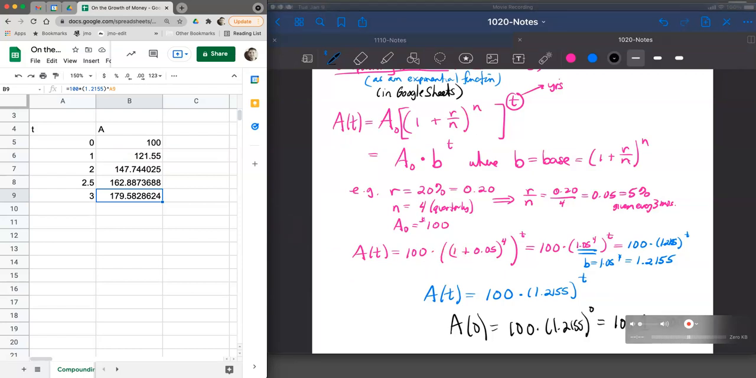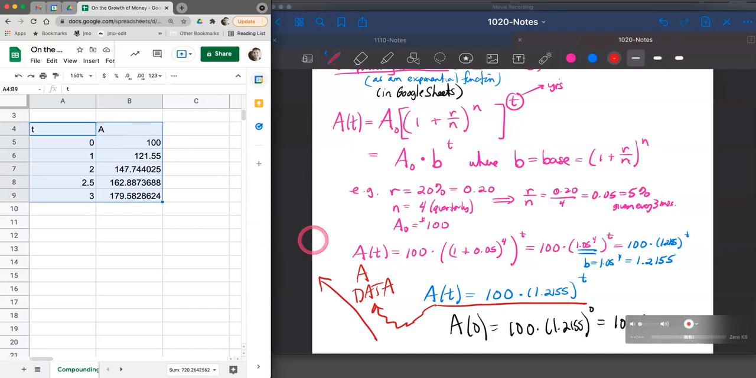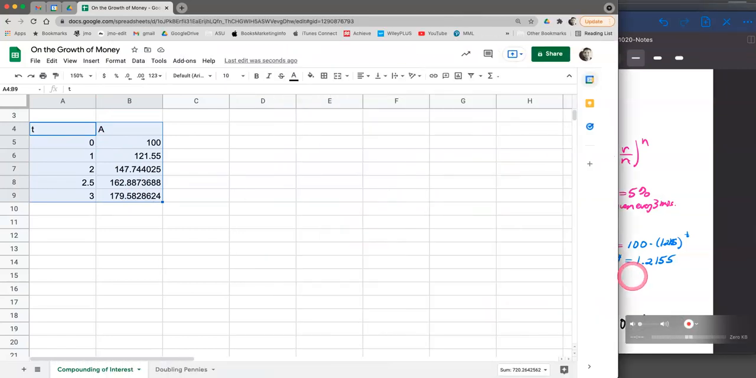It's interesting to note, and I need to put a big exclamation mark on this, that the data we have over here in Google Sheets, the data coming from this column, the amount A data, came from an exponential function, from this formula. We know this data is coming from an exponential function. So watch what happens if I ask the computer to find an exponential function that fits this data.